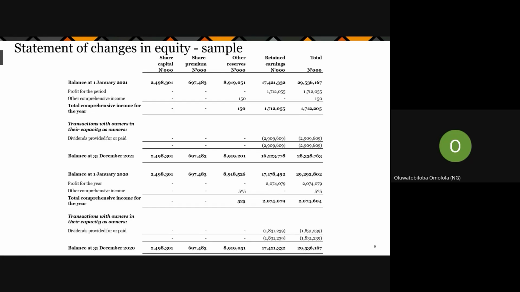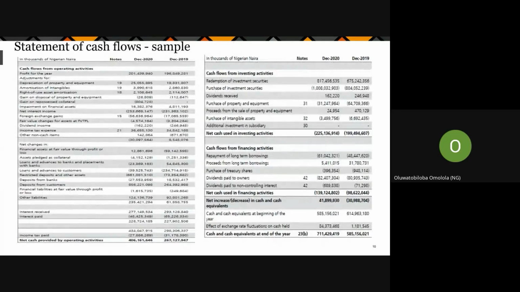Then the statement of changes in equity. This statement of changes in equity shows how the owner's money, right, typically has changed over time. So most of the popular things that you will see is my retained earnings, which means my accumulated profits. In this example, as at 2021, I have accumulated profit of this amount. Then in that particular year, I made additional profits of 1.7 billion, and then I paid dividend, right? So you just look at the things that affect the owner's equity. And then the statement of cash flows.